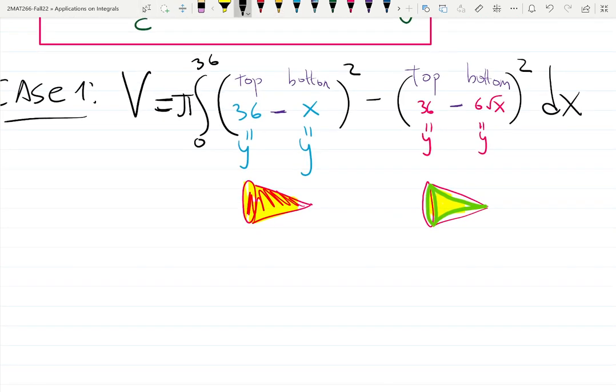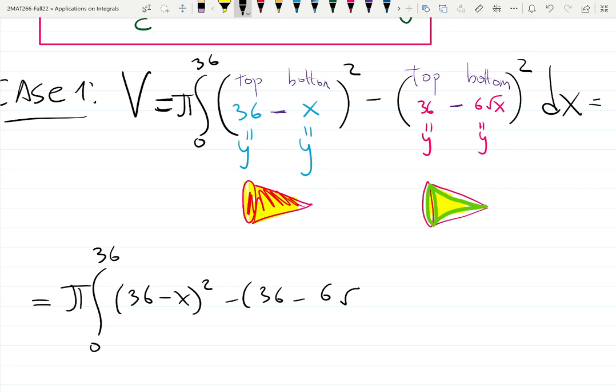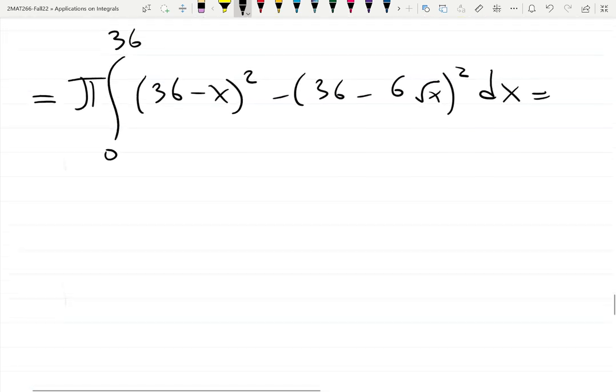Finally, let's actually integrate. How do we integrate cases like this? Pi is factored out, so it's pi r squared minus pi r squared, pi goes outside. (36 minus x) squared minus (36 minus square root of x) squared. How do you integrate this? Ideas, suggestions, questions? Yes. You should know this, to be honest.